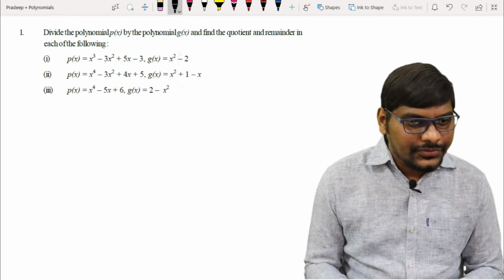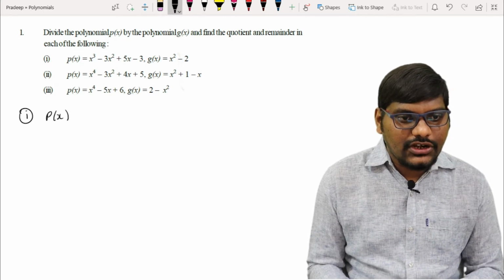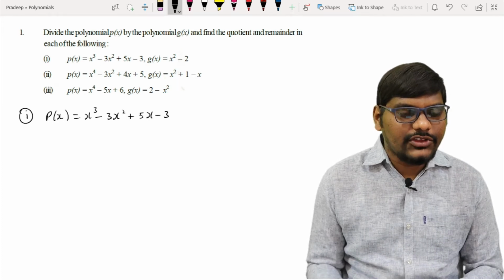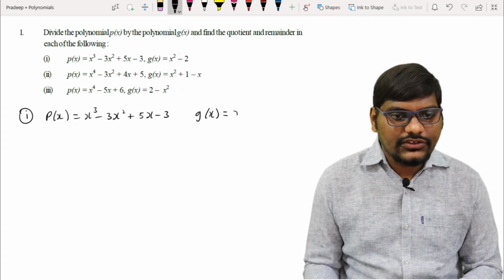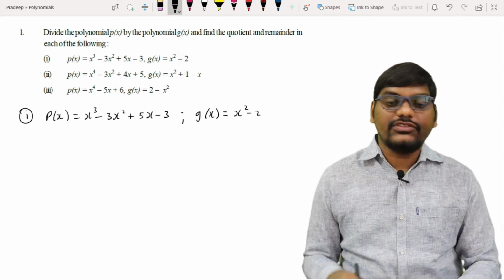Let's go forward. The very first one I'm taking is p of x equal to x power 3 minus 3x square plus 5x minus 3. This is p of x. Now I'll write g of x also, that is x square minus 2. So we have taken the given p of x and g of x.